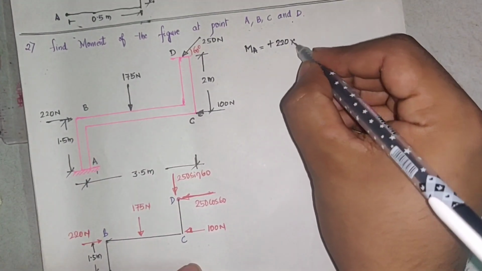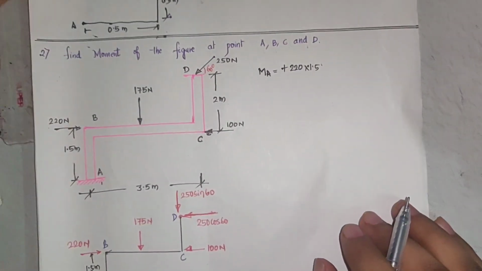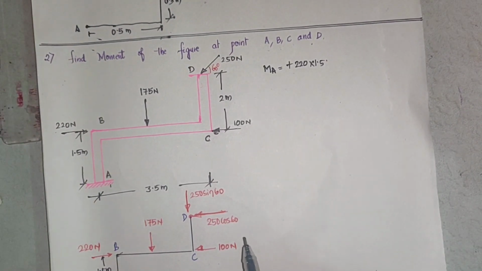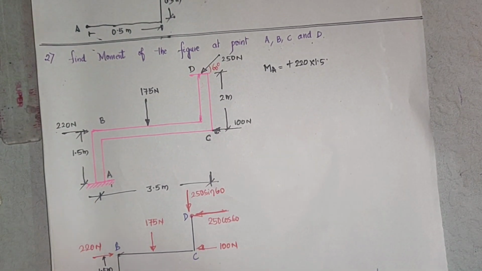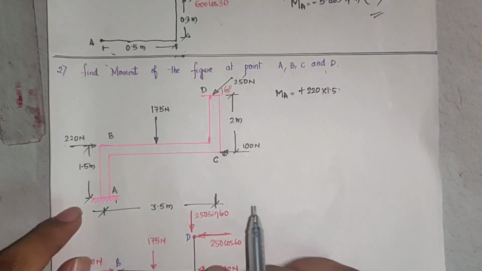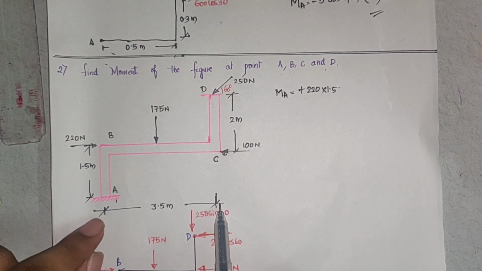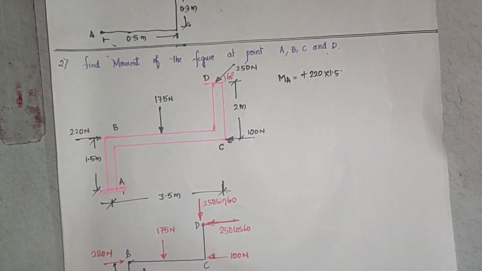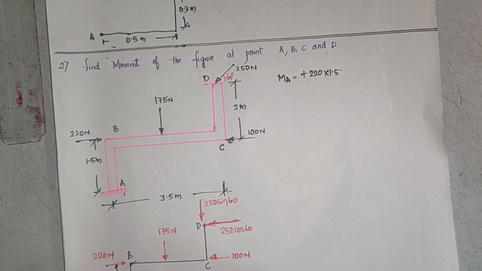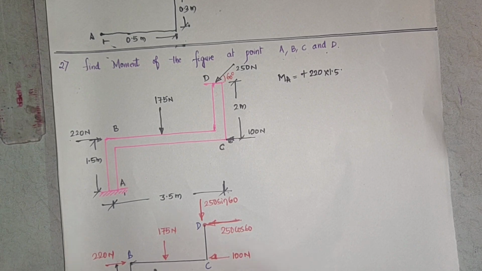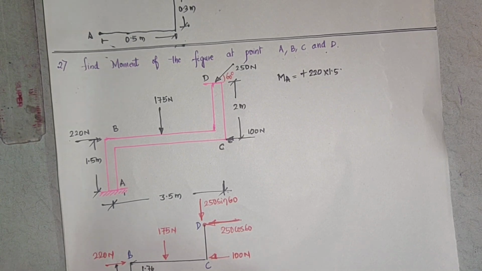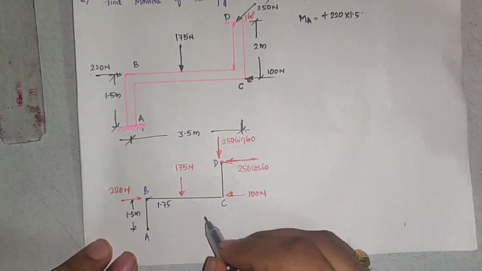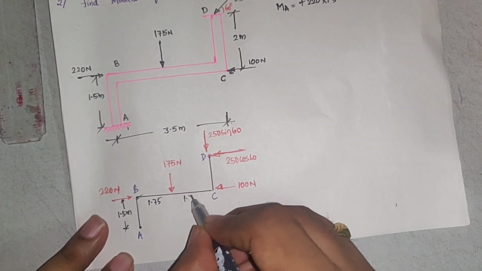So 220 into 1.5. Then what is the rotation of this force 175 about point A? If you see from the figure, the total distance given here is 3.5 and this is located at the center. So what is this distance? Half of 3.5, which is 1.75 here, 1.75.